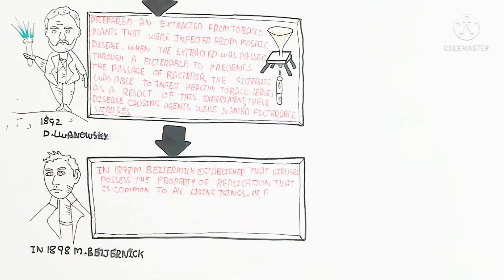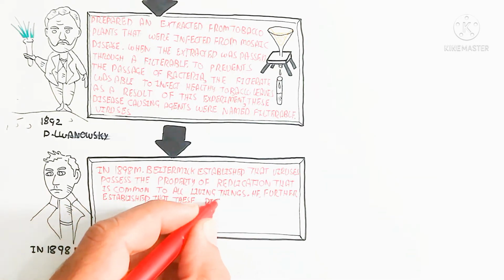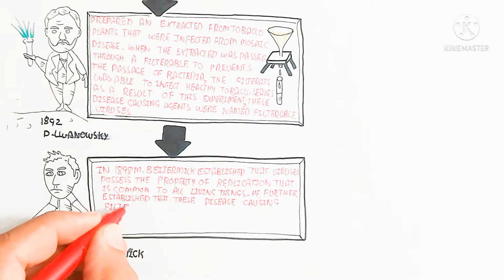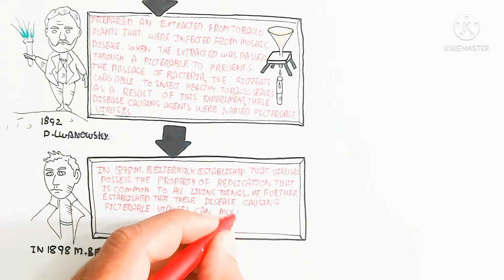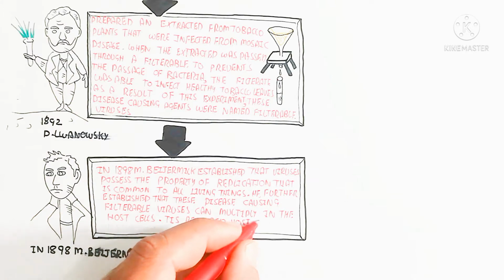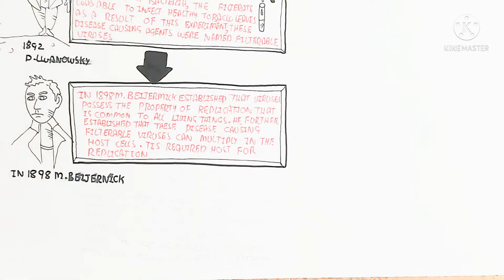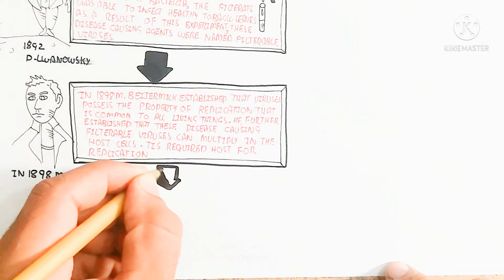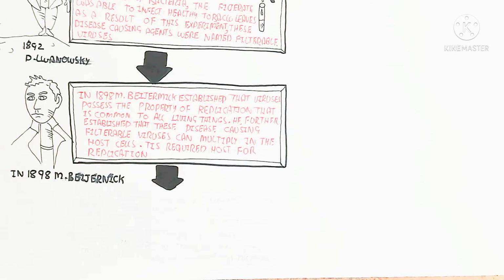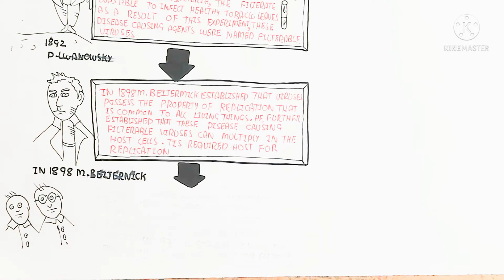In 1898, Beijerinck established that viruses possess the property of reproduction, replication, that is common to all living things. He further established that these disease-causing filterable viruses multiply in host cells and require a host for replication. So a virus can replicate only in the host, and the outer environment for the virus is non-living.